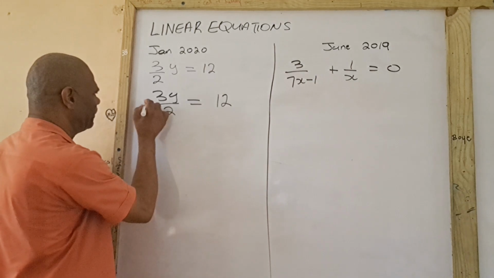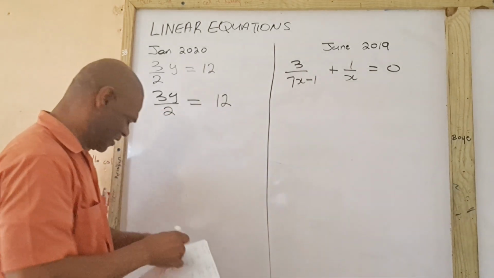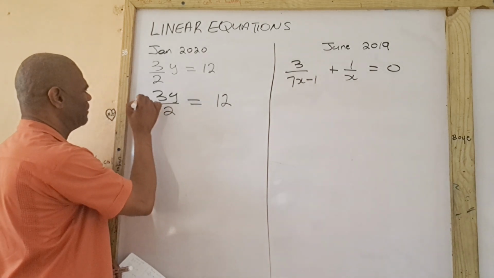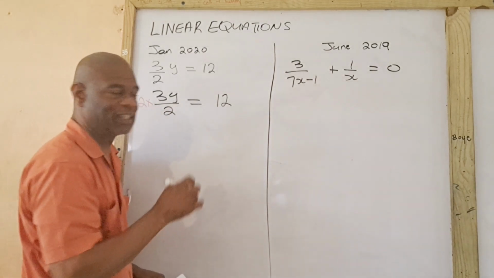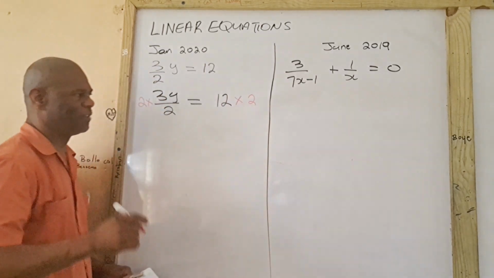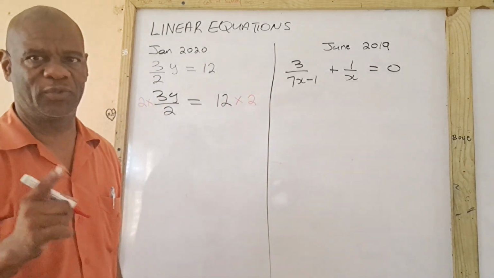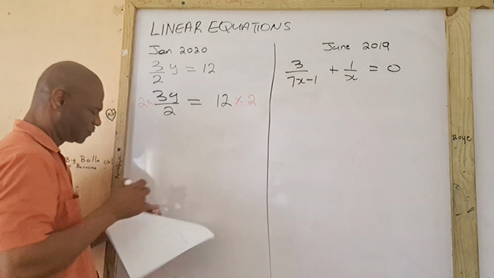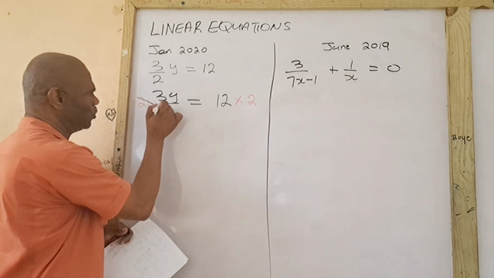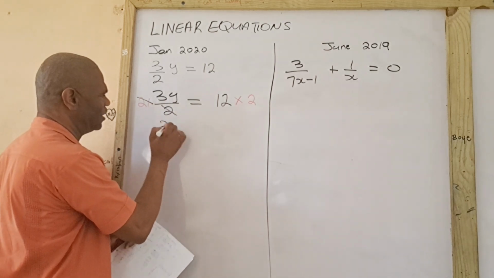So I'm going to multiply this side of the equation, I'm using a different ink, by 2, and then I'll also do the same thing here. So we'll multiply both sides by 2. So the 2's now here cancel. 2 into 2 is 1. We are left with 3y.